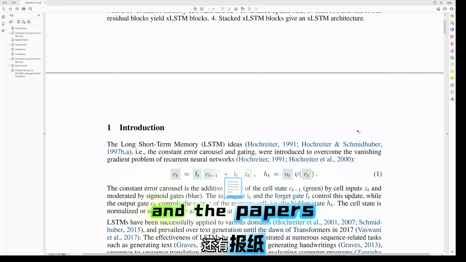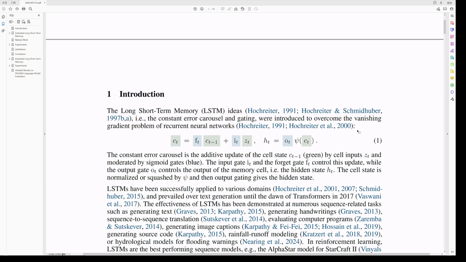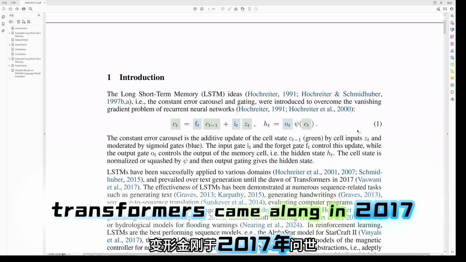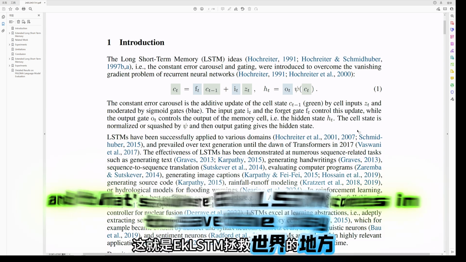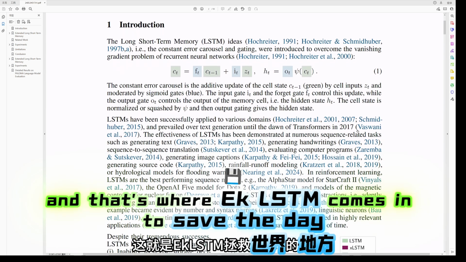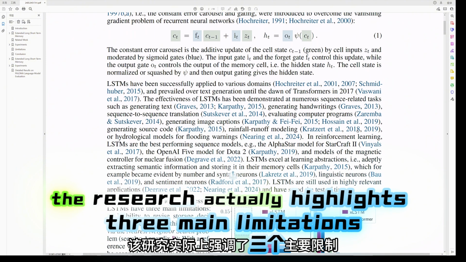Right. And the papers point out LSTMs were basically the rock stars for things like text generation, until those attention-grabbing transformers came along in 2017. But LSTMs still have some limitations, and that's where xLSTM comes in to save the day. That's the idea. The research actually highlights three main limitations.